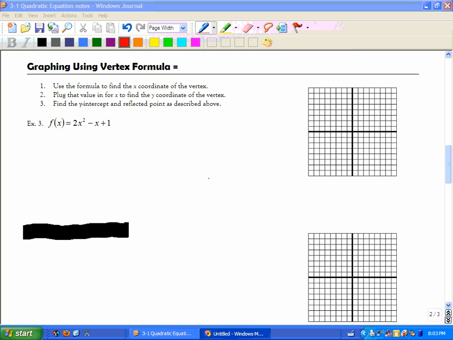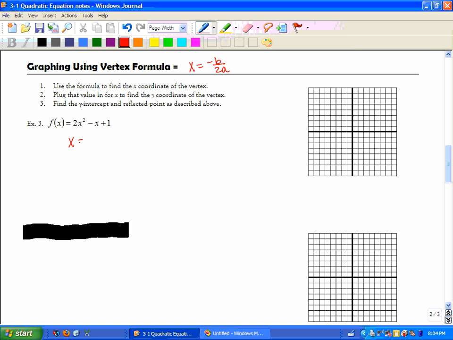So another way you can sketch a graph of a parabola is by using the vertex formula, which hopefully you remember is x equals negative b over 2a. So you're going to use that formula to figure out what the x is, plug that back in to find the y coordinate, and then you can find the y-intercept and the reflected point like we just did before.